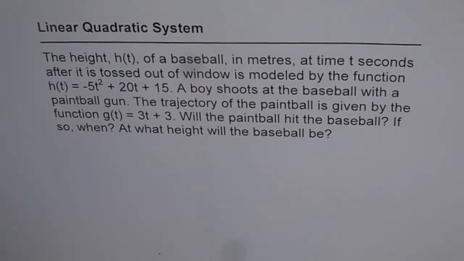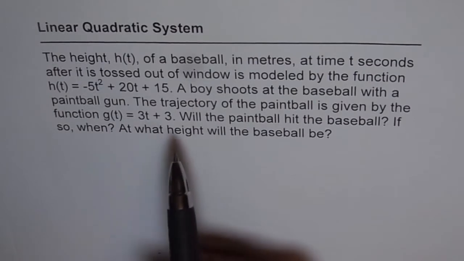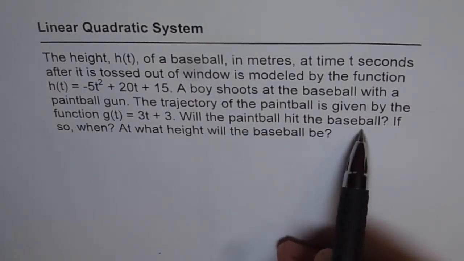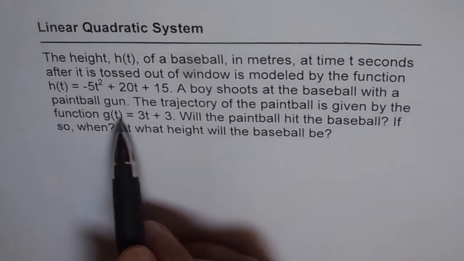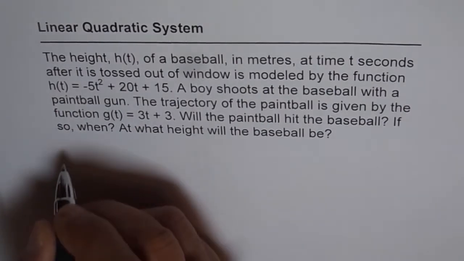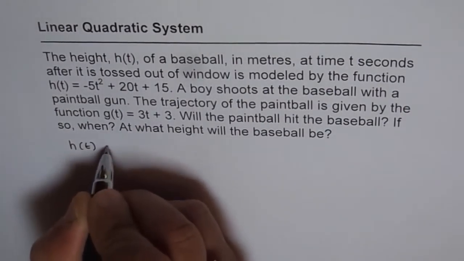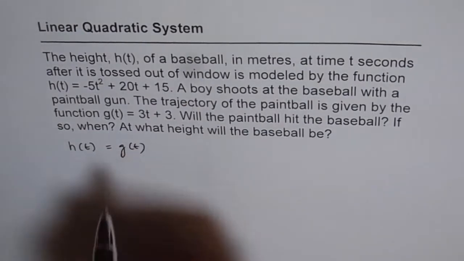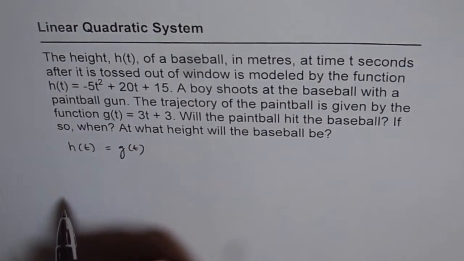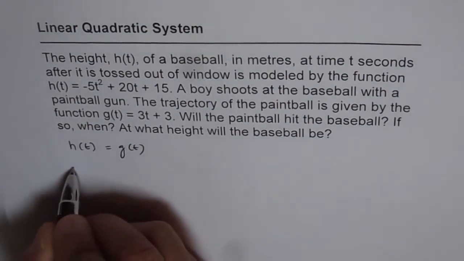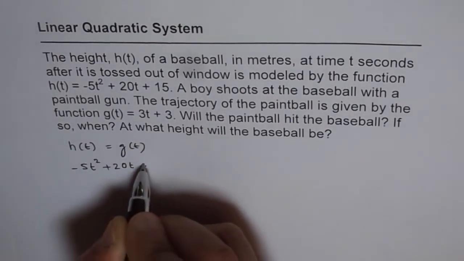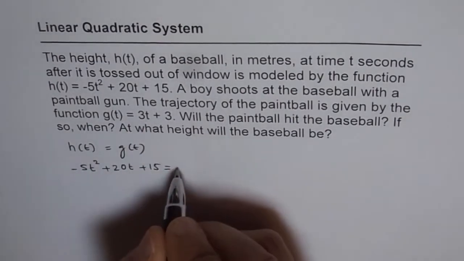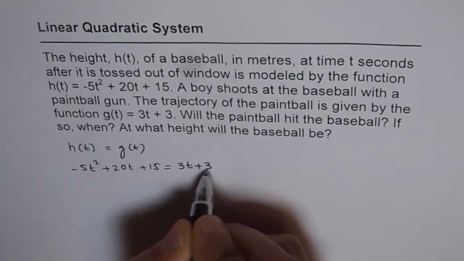Now my suggestion here is that if the paintball has to hit the baseball, in that case there will be a point which is common to both. So at that point the instance of time and the height both should be same. So at that point h of t should be equal to g of t, right? So we can equate these two equations and find the time. So we have minus 5t squared plus 20t plus 15 equals g of t, which is 3t plus 3.